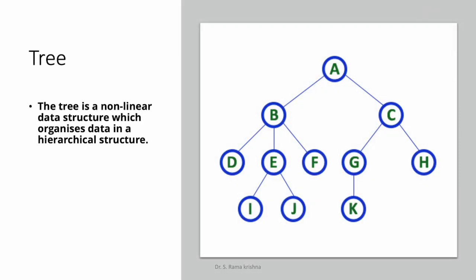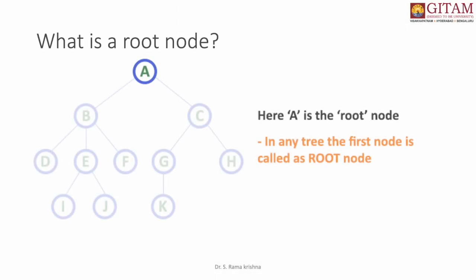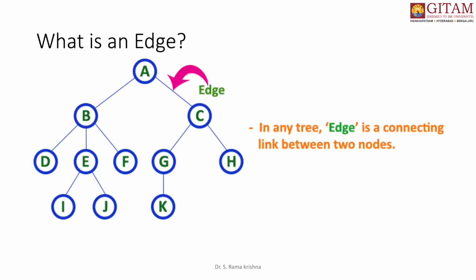A tree is called a nonlinear data structure in which the data is organized in a hierarchical fashion. The first node in any tree is called the root node. In the tree shown in the example, A is the root node. The link that connects any two nodes is called an edge.